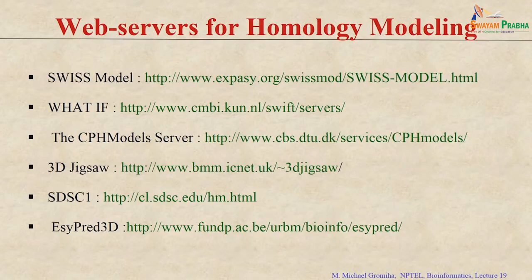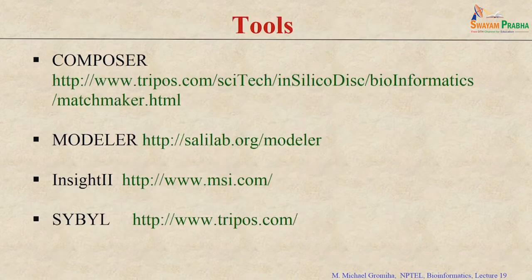So, these are the different servers for homology modeling that you can use: Swiss model or the WHAT IF servers, you can do it. And this is one of the widely used tools, like Modeller. It has various options to do that. So, you can download this software, install the software, and you can get the structures using homology modeling.